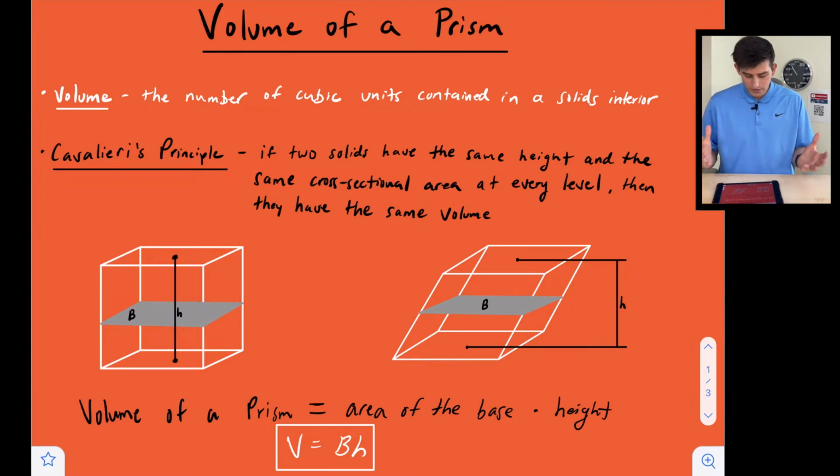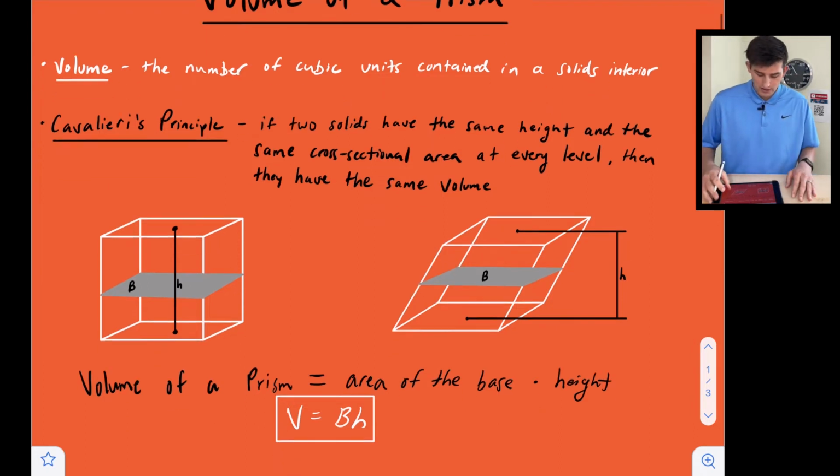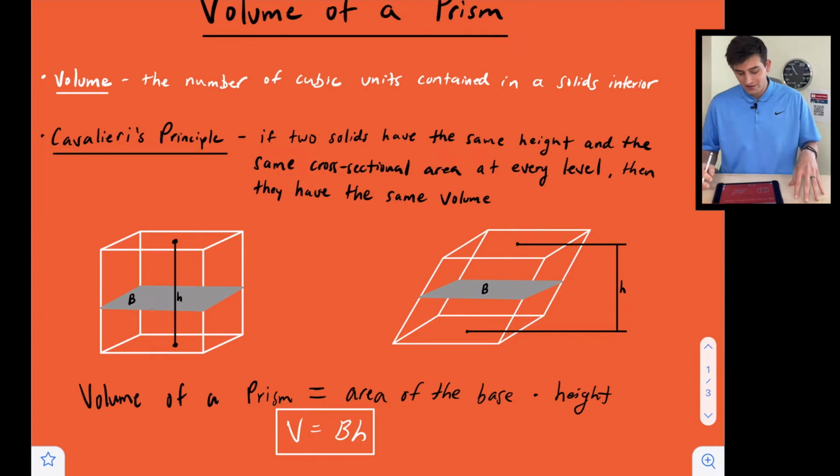So what this is saying is it doesn't matter if we slant our shape, if the base is the same and the height is the same, then it's going to have the same volume. So that brings us to the volume of a prism, which is just the area of the base times the height. And since it's area of the base, we use a capital B. So volume equals capital B times H, which is the area of the base times the height.